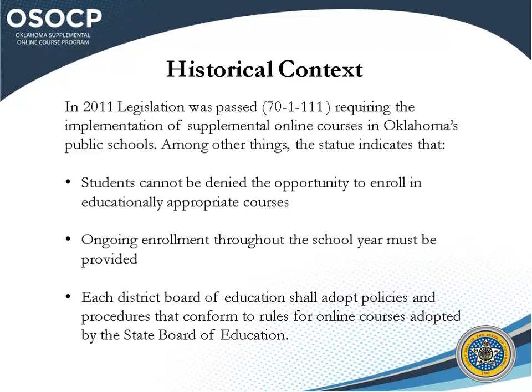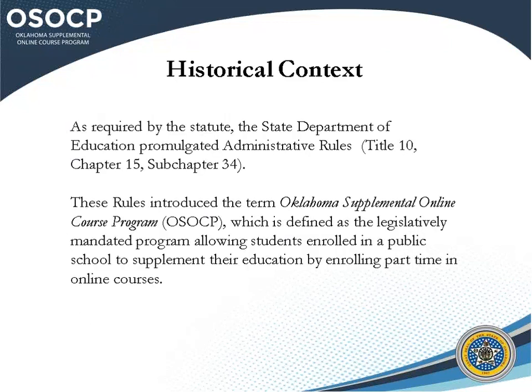Also, ongoing enrollment throughout the school year must be provided for all students, and every district board of education is supposed to have policies and procedures codified that conform to the rules for online courses adopted by the State Board of Education. Additionally, the State Department of Education was designated to promulgate the administrative rules. So the program does fall under the State Department of Education. The rules are where the term Oklahoma Supplemental Online Course Program came from.